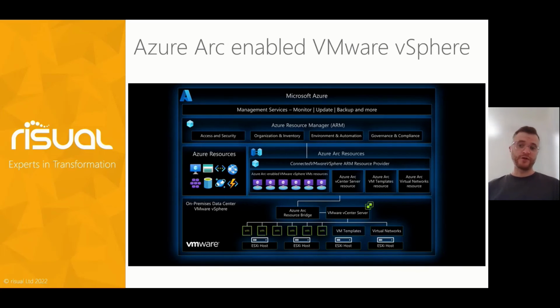You can also discover and onboard existing VMware VMs to Azure, and you can conduct governance and monitoring operations across Azure and VMware VMs by enabling guest management, which installs the Azure Arc-enabled servers Connected Machine agent.